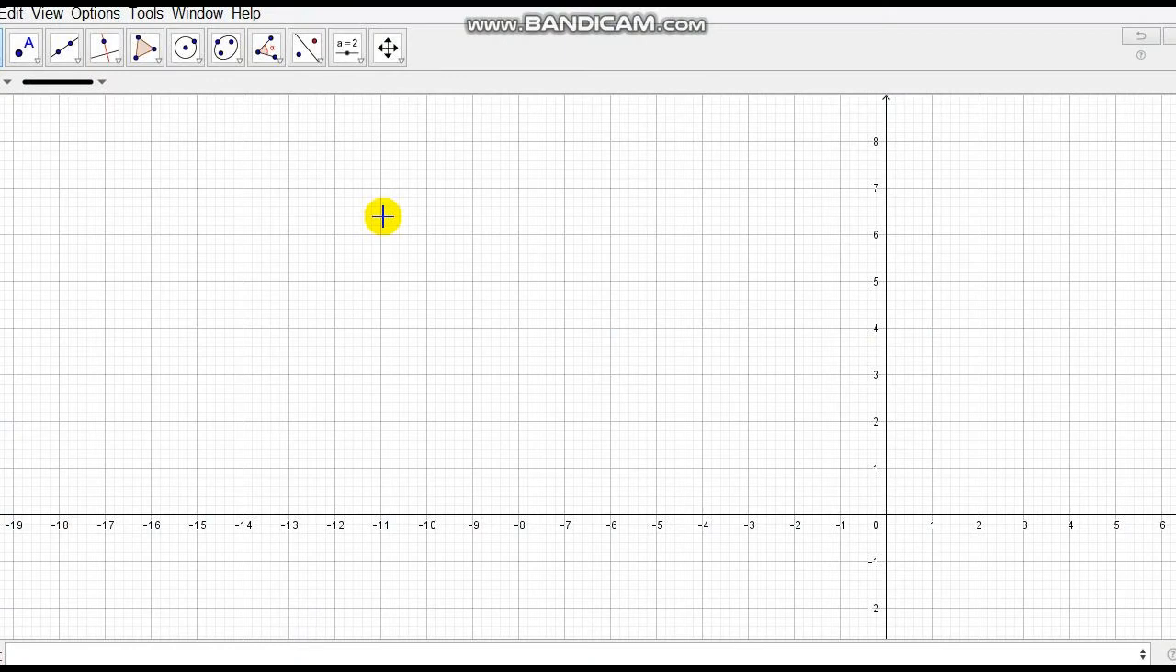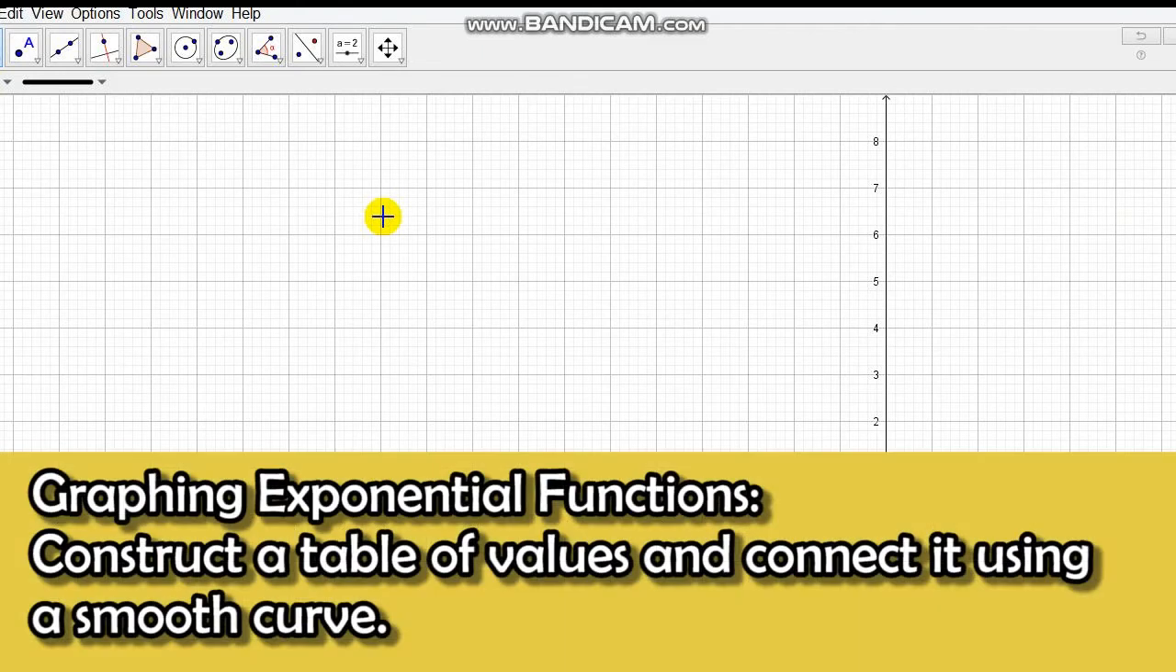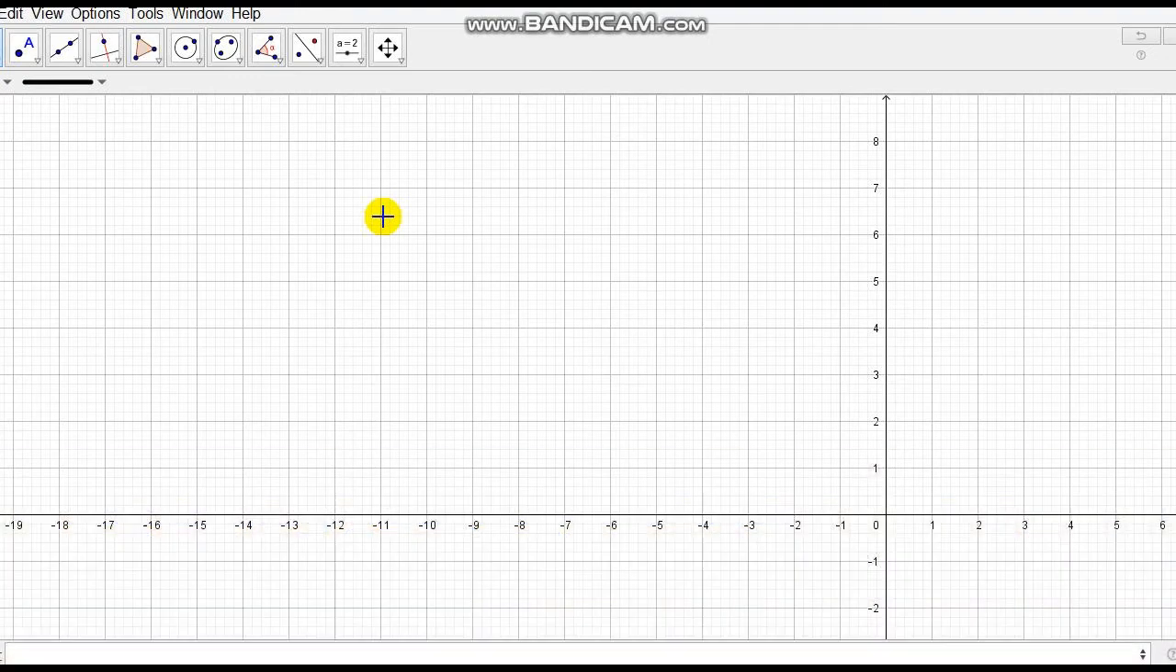Hey everyone, today we're going to discuss graphing an exponential function. We've seen in an earlier video the properties of an exponential function, and now we're going to graph them. In graphing an exponential function, we will construct a table of values and connect it using a smooth curve. Remember that these properties must be satisfied when we graph them.